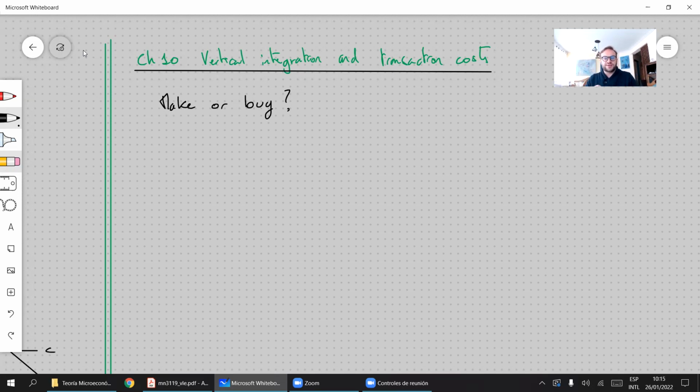Why do we have separated businesses, right? There are many different arguments. The main one is related to economies of scale in inputs provided by suppliers.